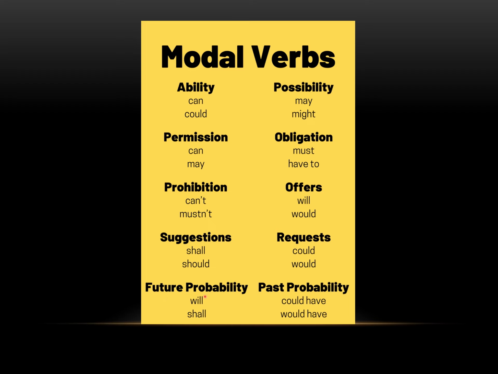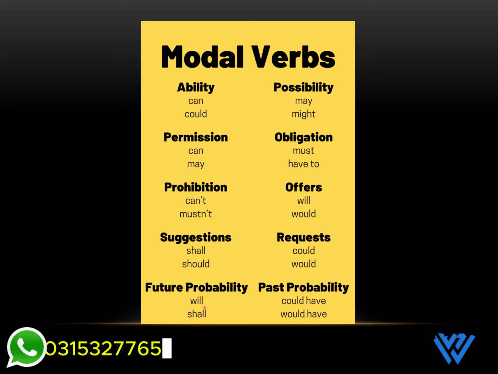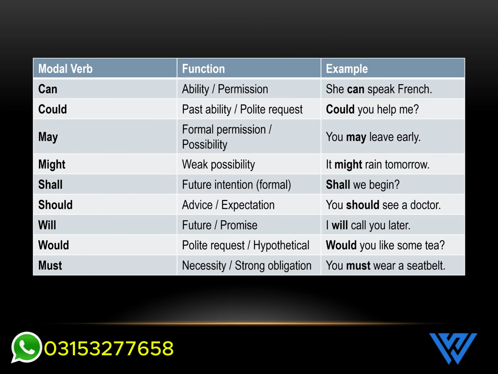Then, if you have to tell about future possibility, you can use the words will and shall. For example, will you come to the event? Or shall I go to the program today? If you're talking about past possibility, probability, you can use could have or would have. For example, you could have joined the party, or they could have come to the trip. We enjoyed a lot. So there are a few more modal verbs and their functions with examples.